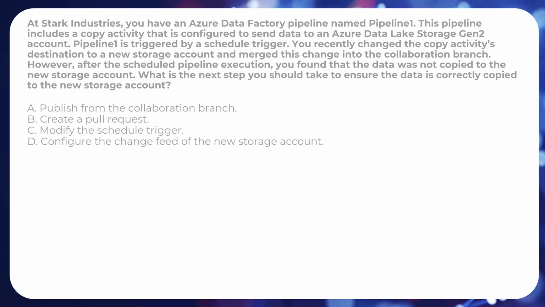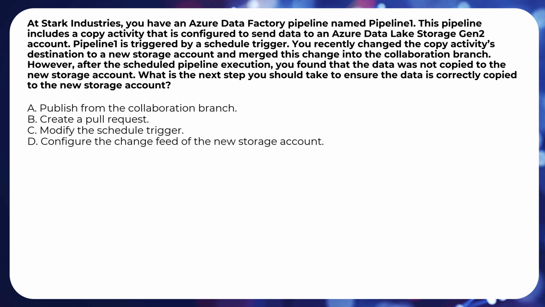At Stark Industries, you have an Azure Data Factory pipeline named Pipeline 1. This pipeline includes a copy activity that is configured to send data to an Azure Data Lake Storage Gen 2 account. Pipeline 1 is triggered by a schedule trigger. You recently changed the copy activity destination to a new storage account and merged this change into the collaboration branch. However, after the scheduled pipeline execution, you found that the data was not copied to the new storage account. What is the next step you should take to ensure the data is correctly copied to the new storage account?